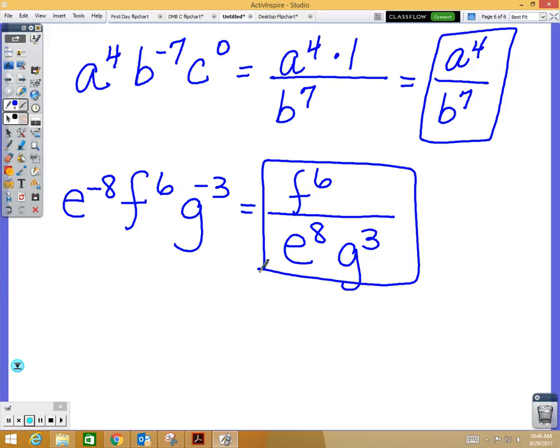So again, if I lost anybody there, these are negatives. We don't want them to be negatives. So we move those two to the bottom, and their exponents become positive. But f is fine. So it gets to stay on top, and it stays the same. Okay? But if we change it to the bottom, that sign on the exponent changes.